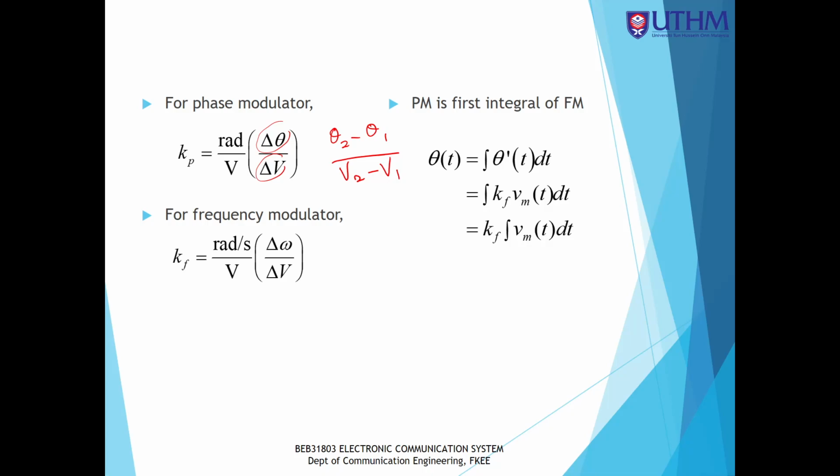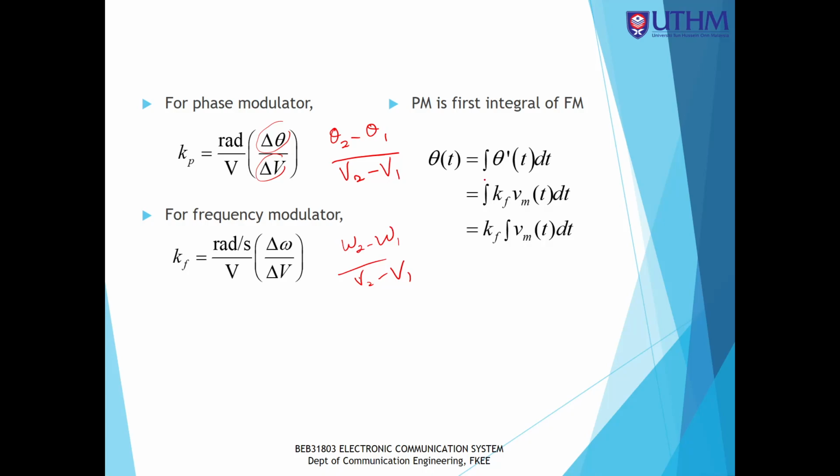What about Kf, the frequency deviation sensitivity parameter? It is equal to delta omega divided by delta V. The unit is radian per second per volt. You can calculate it as omega 2 minus omega 1 divided by V2 minus V1.